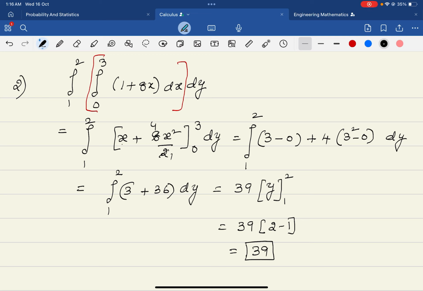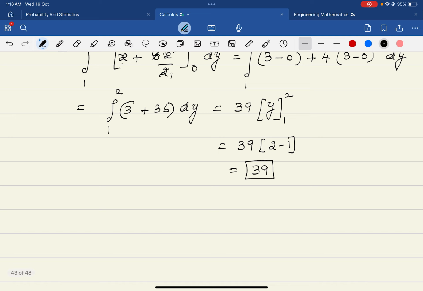So like this we will solve the integrals by taking the innermost integral, solving it first and then substituting the limits, making it into a single integral and then solving the problem. I hope you could understand. Let us now solve some more problems like this.